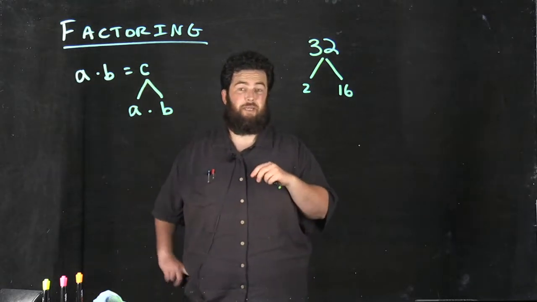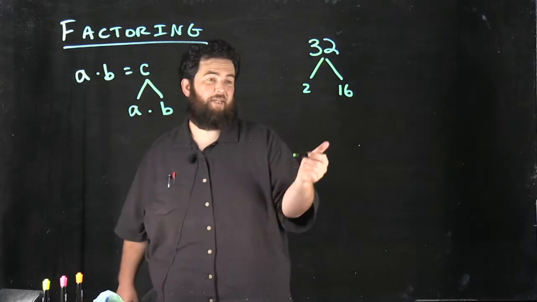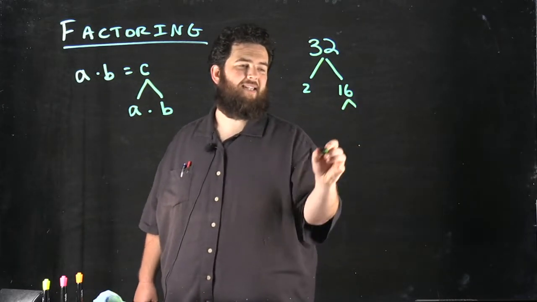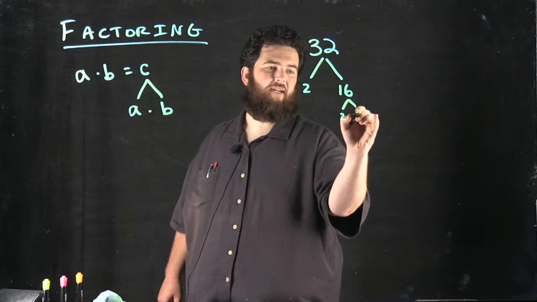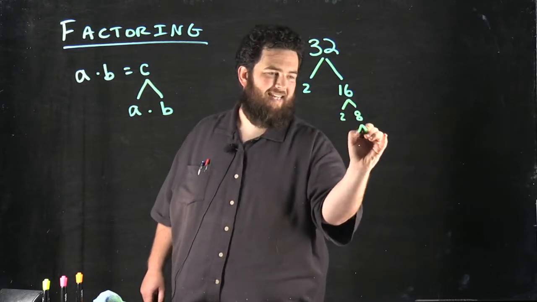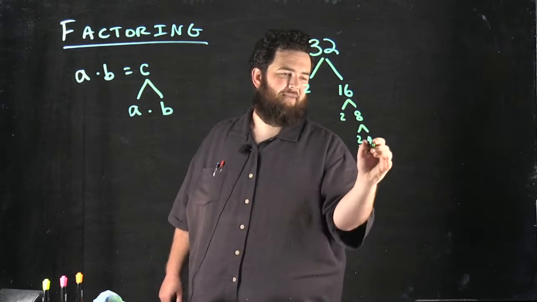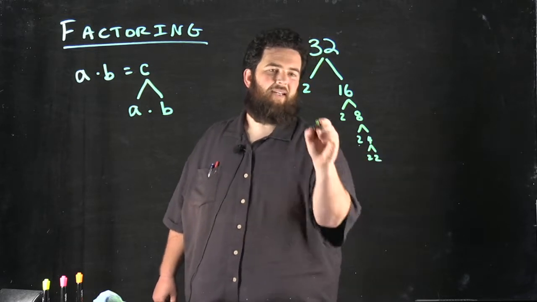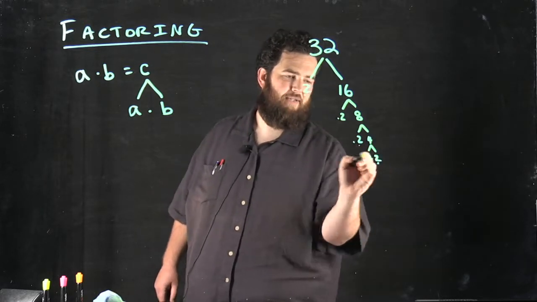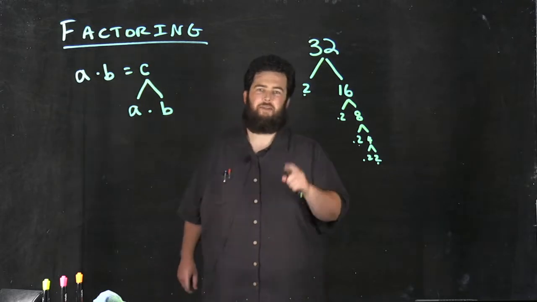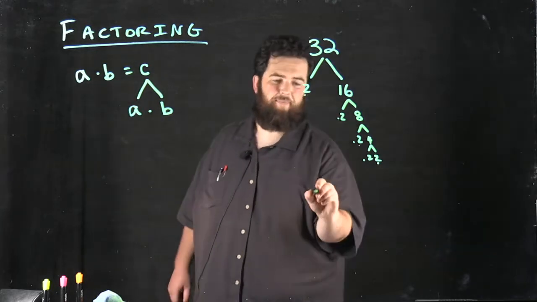Now, if I wanted to do a prime factorization of 32, we would continue this, right? We would break 16 down into 2 times 8, and then we'd break 8 down into 2 times 4, and then we'd break 4 down into 2 times 2, and look, 2 times 2 times 2 times 2 times 2. Oh, look at that. 32 is actually 2 to the 5th power.